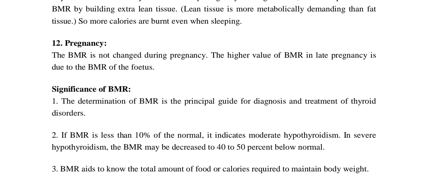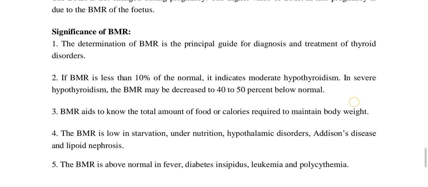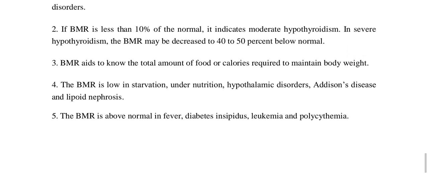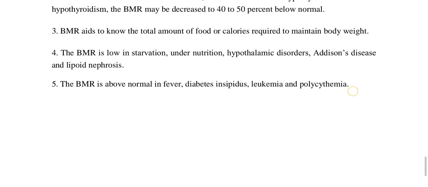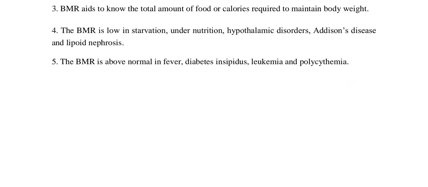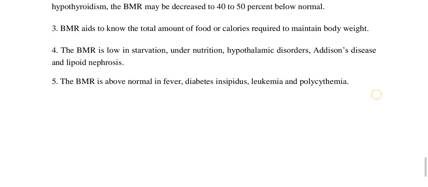And significance of BMR. The determination of BMR is the principal guide for diagnosis and treatment of thyroid disorders. If BMR is less than 10% of the normal, it indicates moderate hypothyroidism. In severe hypothyroidism, the BMR may be decreased to 40 to 50% below normal. BMR aids to know the total amount of food or calories required to maintain body weight. The BMR is low in starvation, undernutrition, hypothalamic disorders, Addison's disease, and lipoid nephrosis. The BMR is above normal in fever, diabetes insipidus, leukemia, and polycythemia.